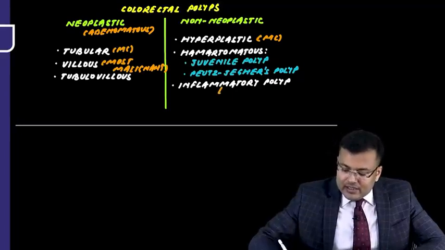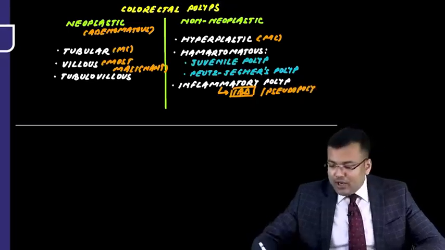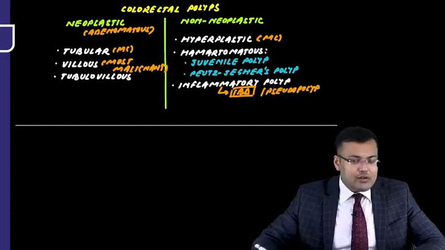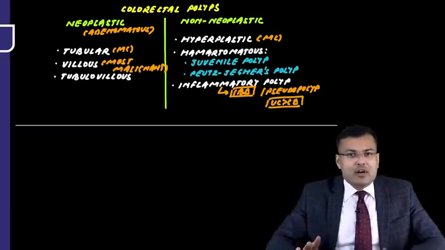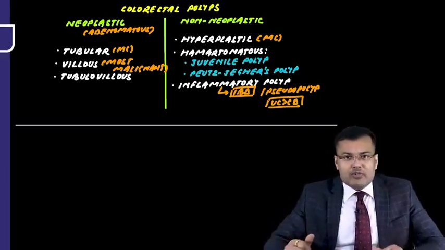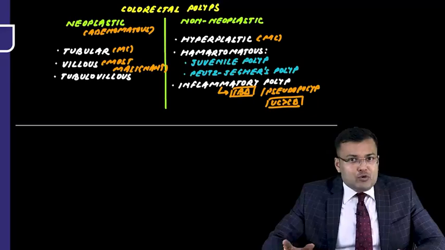Inflammatory polyp is seen in inflammatory bowel disease. It is also known as pseudopolyp. In inflammatory bowel disease, is pseudopolyp more common in ulcerative colitis or Crohn's disease? It is more common in ulcerative colitis. So this is the classification of polyp. Overall, the most common is hyperplastic. The most common type of neoplastic polyp is tubular, and the most malignant colorectal polyp is villous.